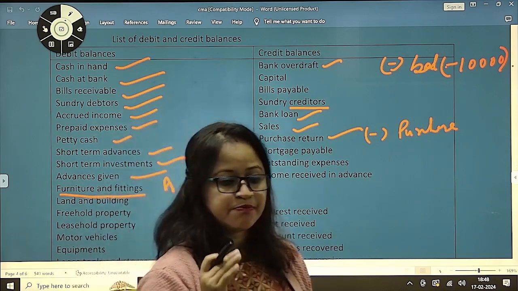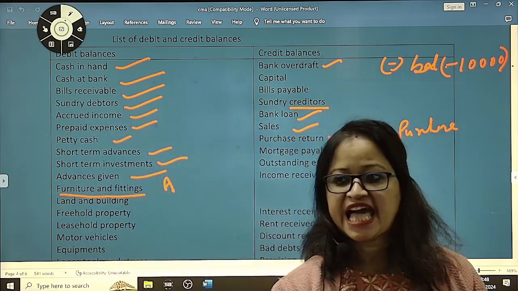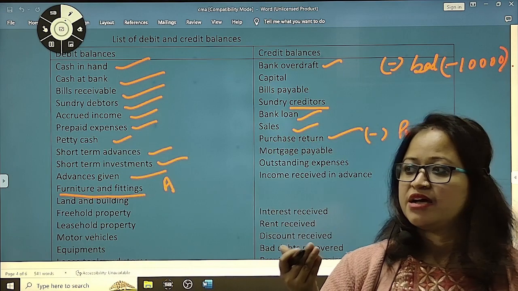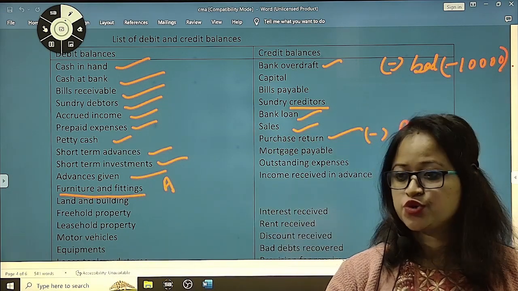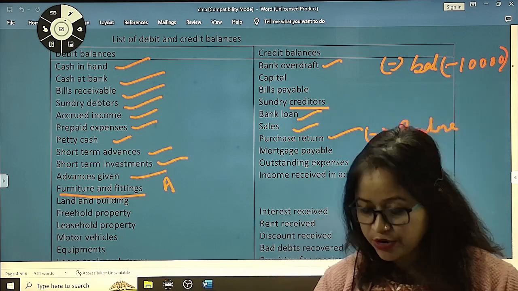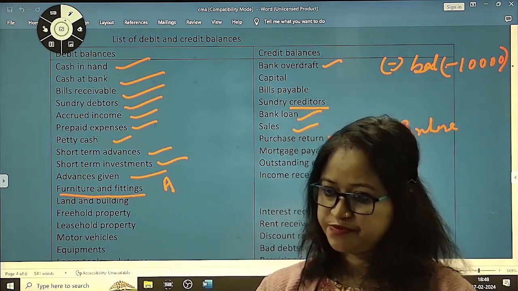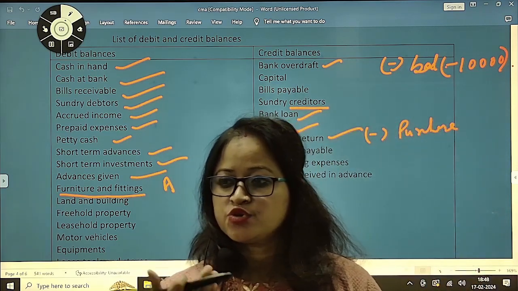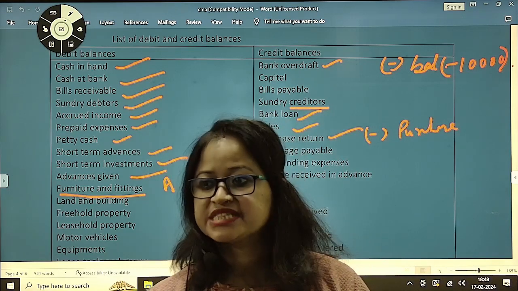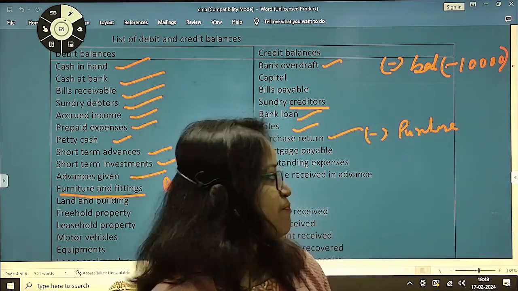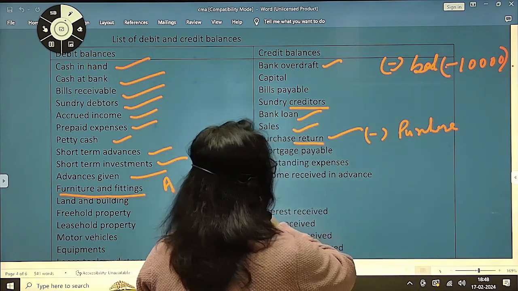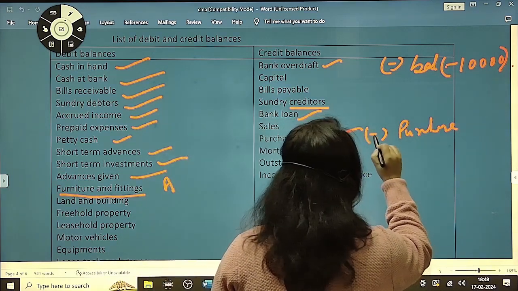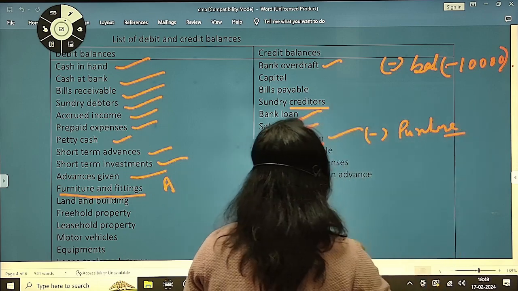Whenever the firm purchases goods, suppose there is some defect in those goods, or they are not according to the specification, then those goods are returned to the supplier. That is called purchase return, and the purchase return is always deducted from purchase.